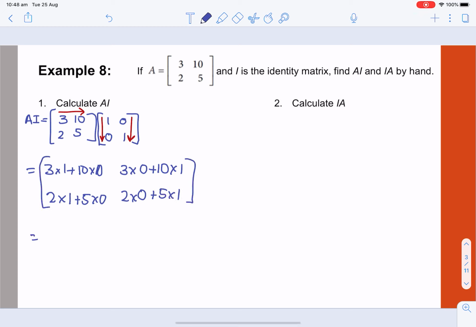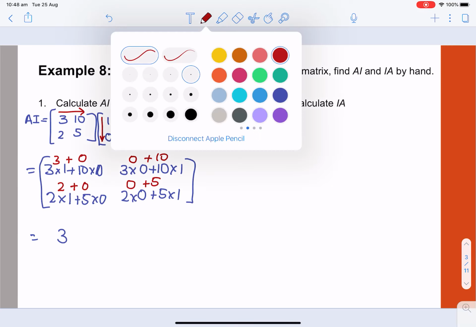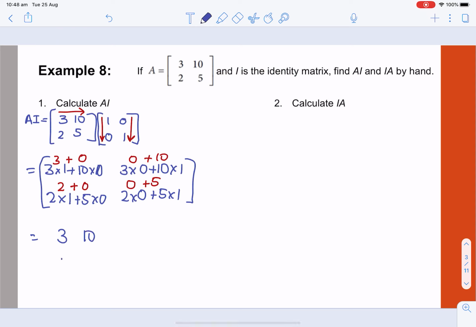Let's simplify. So 3 times 1 is 3, and 10 times 0 is 0, so 3 plus 0 is still 3. 3 times 0 is 0, 10 times 1 is 10. I'm going to write these numbers in red so you can see what they are. So that's 3 plus 0, 0 plus 10, 2 plus 0, 0 plus 5. That makes it easier. So 3, 10, 2, and 5. Ta-da! So I still end up with matrix A. If you compare that to what's up the top there, exactly the same.